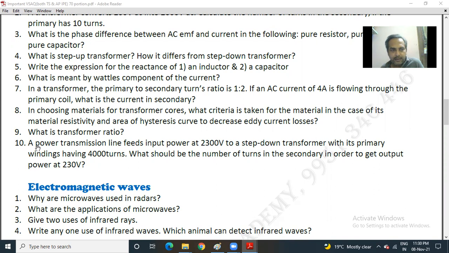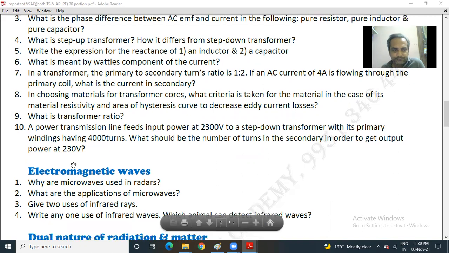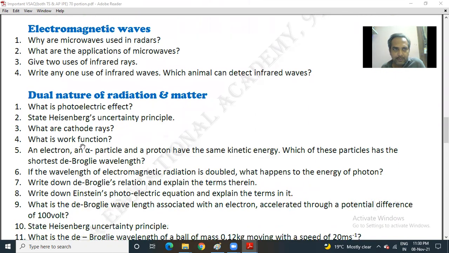10. A power transmission line feeds input power at 2300 volts to a step-down transformer with its primary windings having 4000 turns. What should be the number of turns in the secondary in order to get output power of 230 volts? Moving to the chapter electromagnetic waves.